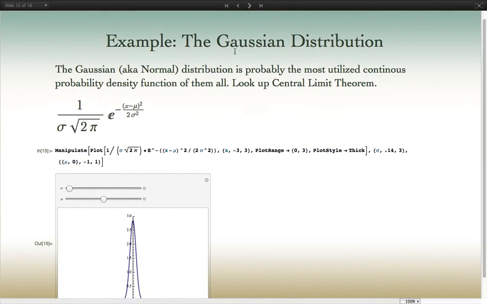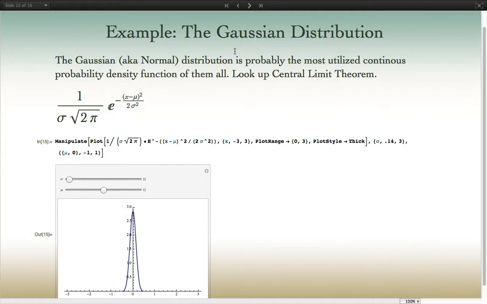So let's talk about an example of a probability density function, a continuous one. This is one of the most popular and useful types of probability density function, called the Gaussian distribution. If you want to get a feel for just how important it is, look up the central limit theorem. And if that doesn't convince you how important this distribution is, I don't know what will.